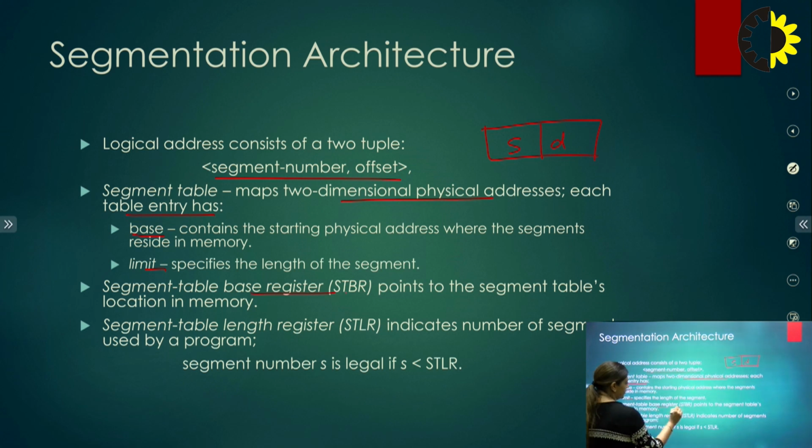The segment table base register points to the segment table's location in the memory. The segment table length register indicates the number of segments used by the program. So segment number S is legal if S is less than the segment table length.